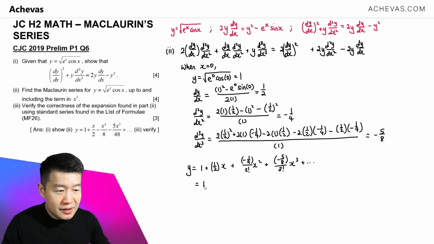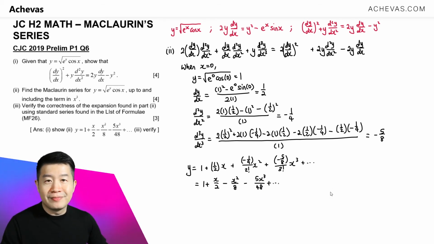So my final answer here for the expansion all the way up to x to the power of 3 is going to be 1 plus x over 2 minus x squared over 8 minus 5x cubed over 48 plus dot dot dot.